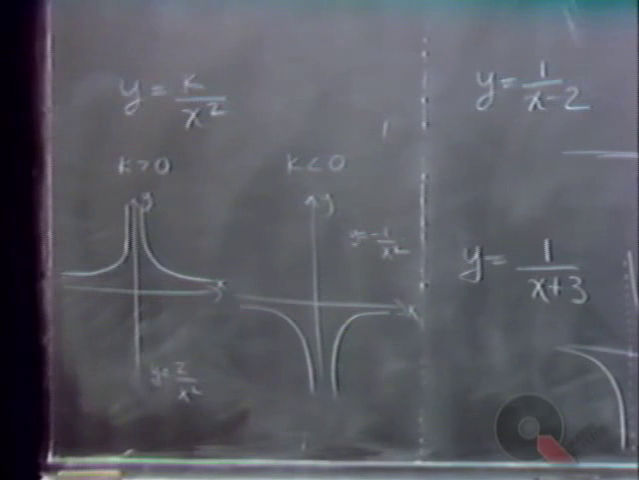X equals 0, or the y-axis, is an asymptote of the curve. And that brings us to the end of this tape.